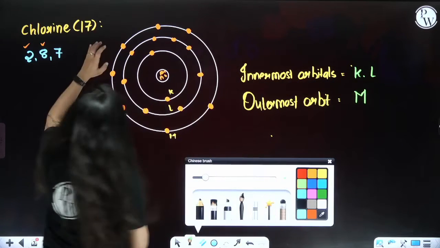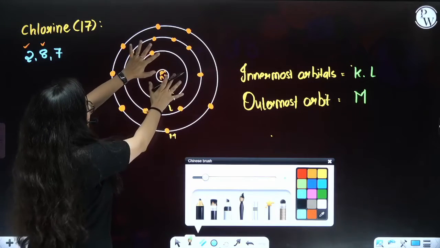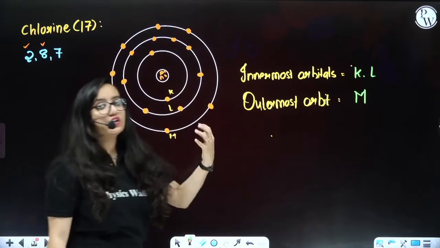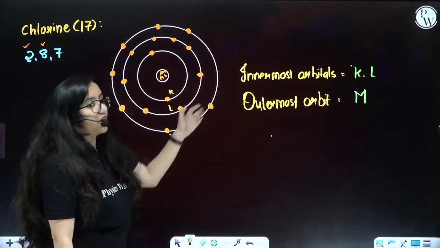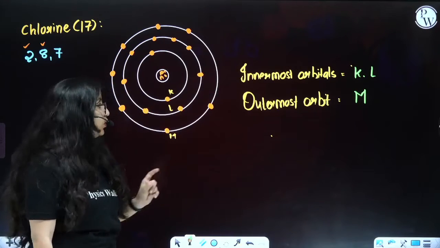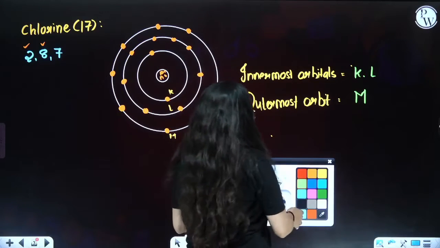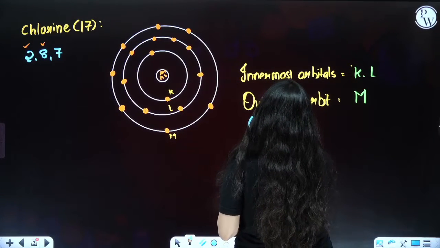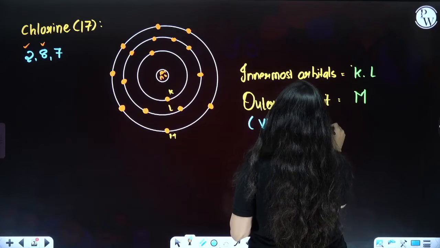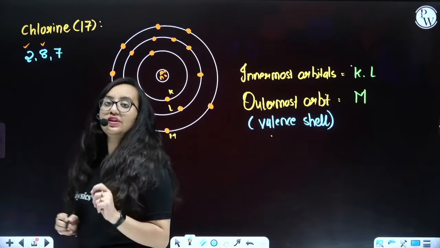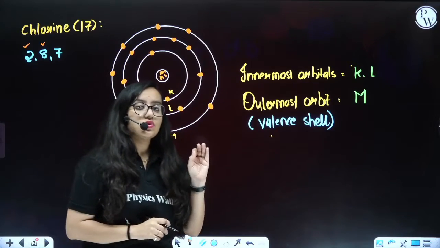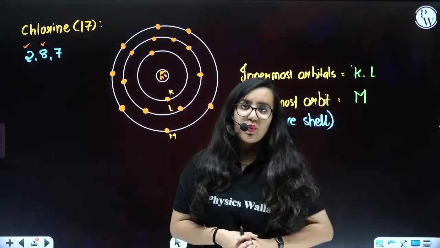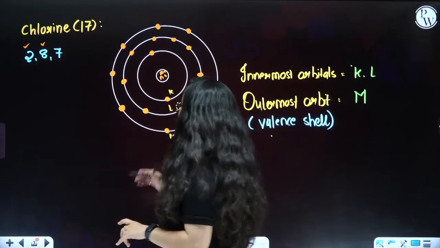When we are talking about valency, we will just talk about the outermost orbit. You can alternatively also call it the valence shell. You may find this word in many books, valence shell. So don't get confused. Outermost orbit means valence shell. Both terms are the same.